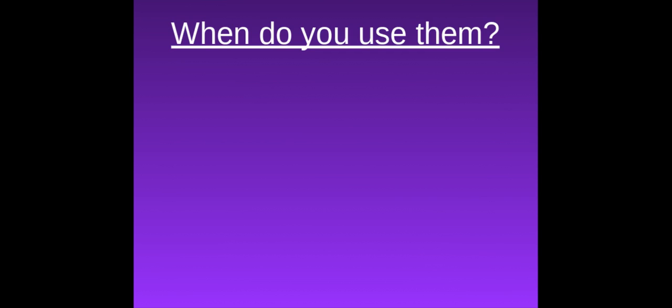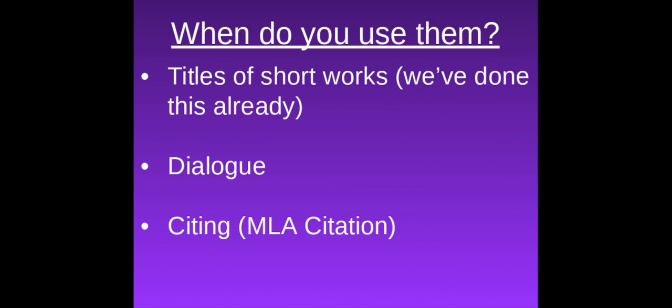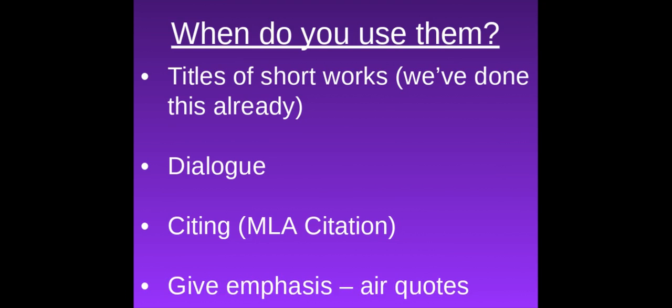So let's talk about quotation marks just in general. When do we use them? Well, first one we've already done. That's when we have titles of short works. We're talking about short stories, poems, song titles, articles, whether it's in a newspaper, online database, that kind of thing. Second thing is dialogue, which is what we're going to be talking about today. Third thing is when you're citing something using MLA citation. Again, we'll be talking about this very shortly. And finally, if you're trying to give emphasis to something, almost like somebody was giving air quotes, sort of offsetting a word. We're not really going to talk about that so much today, but those are the 4 times that you're going to use quotation marks.